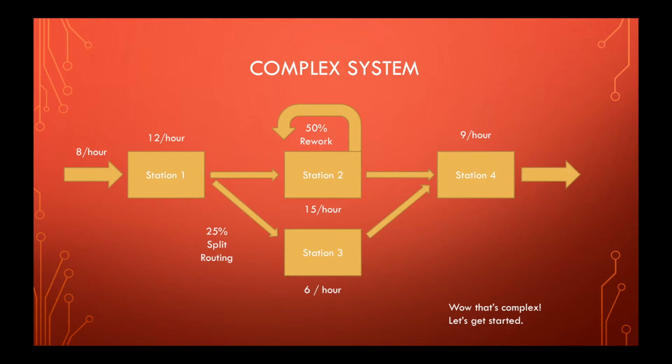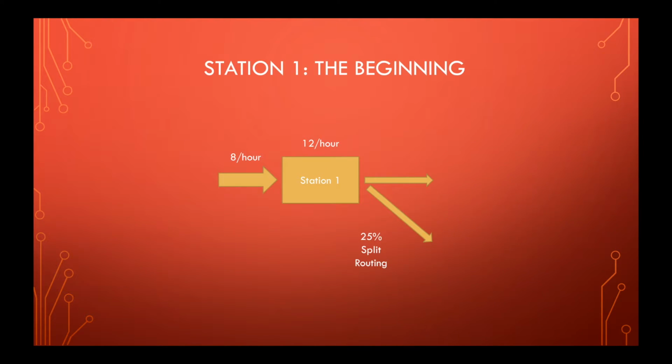Now let's go ahead and get started on solving the utilization and throughput. Now, go ahead and take a second to solve the utilization and throughput of Station 1. If you got a utilization of 0.75 and a throughput of 8 units per hour, you're on the right track. But now let's take a look at this split routing process. We'll take the throughput, 8 units per hour, and multiply it by the percentage of products that go to each of the next 2 stations.